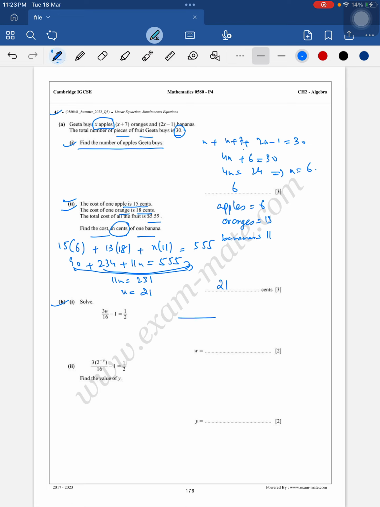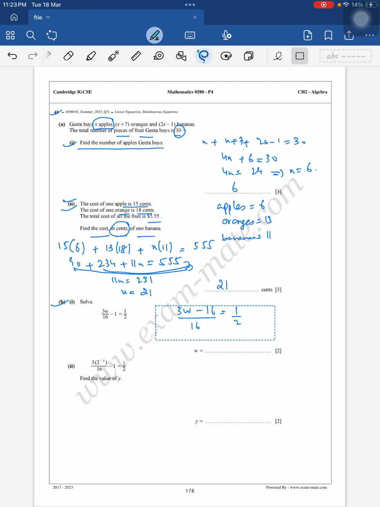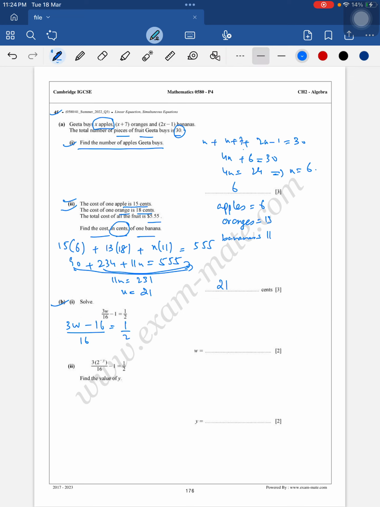Part B: 3w upon 16 minus 1 is equal to 1 upon 2. Find w. 16 is the LCM. So 3w minus 16 upon 16 is equal to 1 upon 2. So cross multiply: 2 into 3w is 6w, minus 2 into 16 is 32, and 1 into 16 is 16. 6w is equal to 16, and the 32 goes over there, 16 plus 32 is 48. w is equal to 48 divided by 6, which is 8.